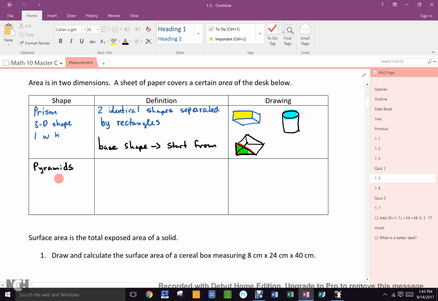Next, we are going to talk about pyramids. How does a pyramid differ from a prism? When I say the word pyramid, what's the first thing 99% of you are going to think of? Egypt, right? That's why I said 99%, TJ. There's always one kid that doesn't say Egypt.